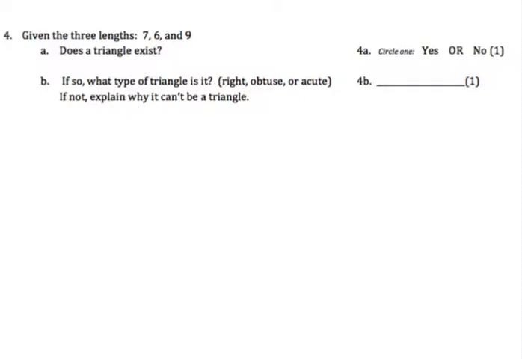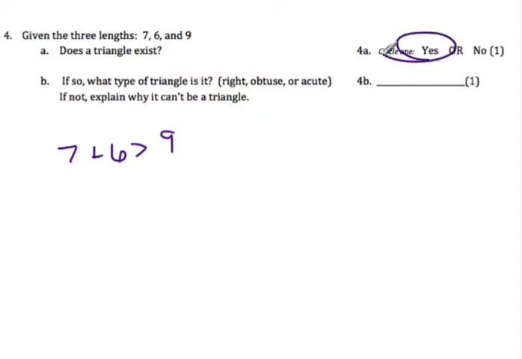So let's take a look at number 4. We need to figure out if the triangle exists. The first thing we need to do is add the two lengths together, and we want to make sure that they're bigger than 9. So 7 plus 6, is that greater than 9? Yes. So it is a triangle.